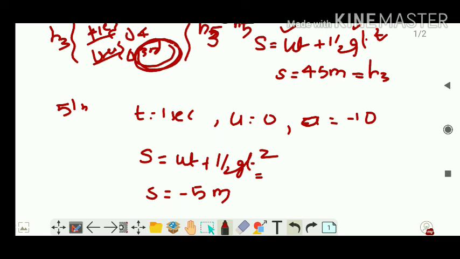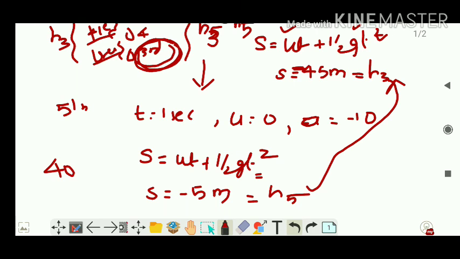right? The other one will be minus 45. I'm sorry, I didn't write the point. It means minus because it is coming down, right? So you have this, let's say it is h5, right? So what is h5 minus h3? 45 minus 5, right? It was 40 meter, right? So 40 meter is the height difference between the fifth drop and the third drop. Easy, right? It's not that tough, right?